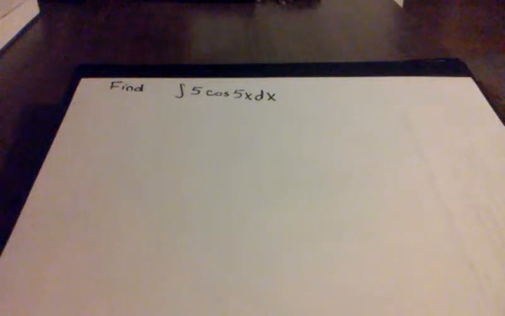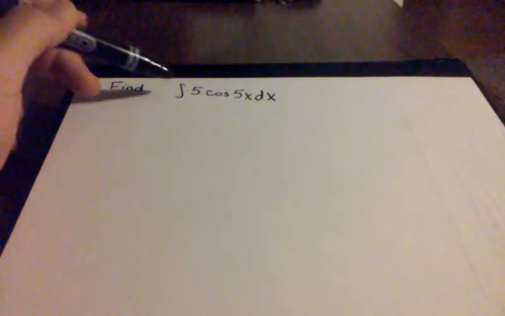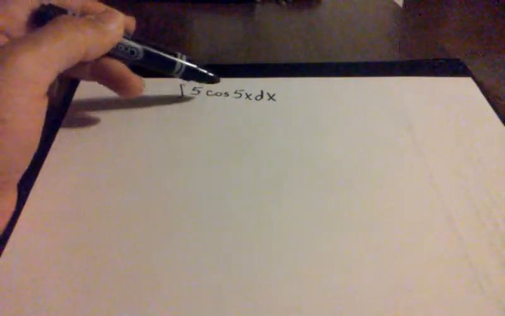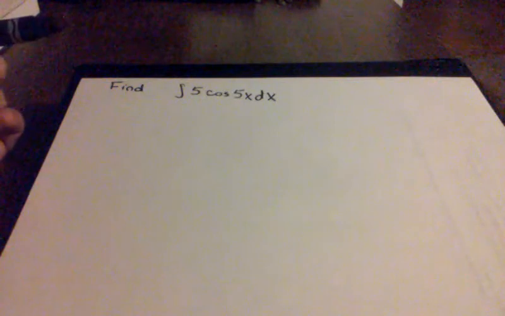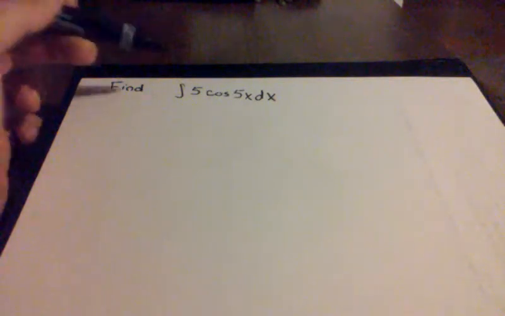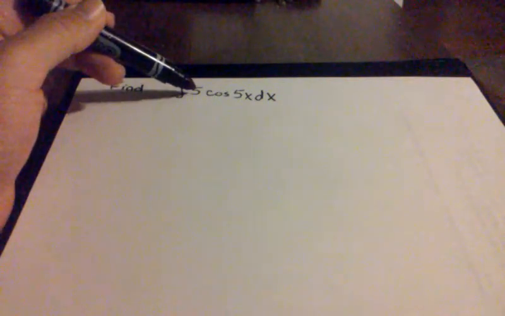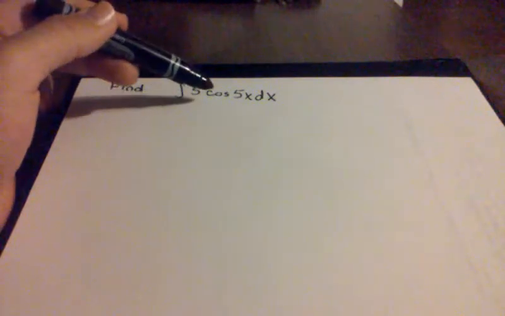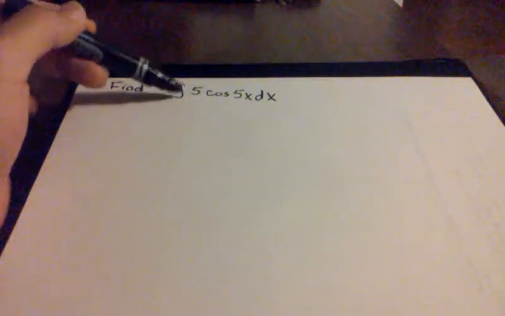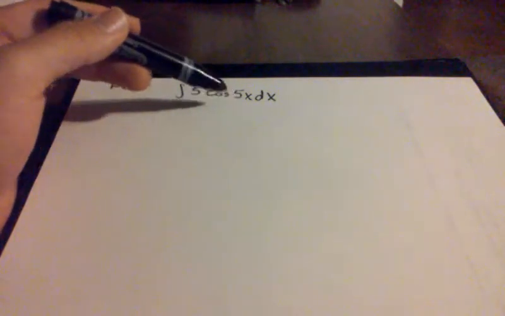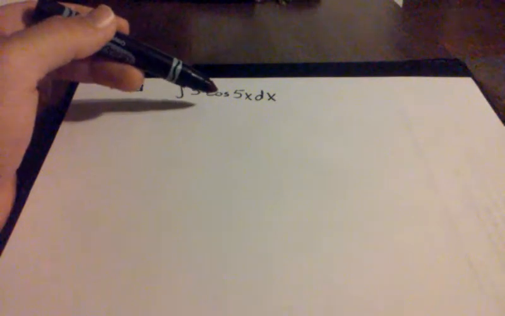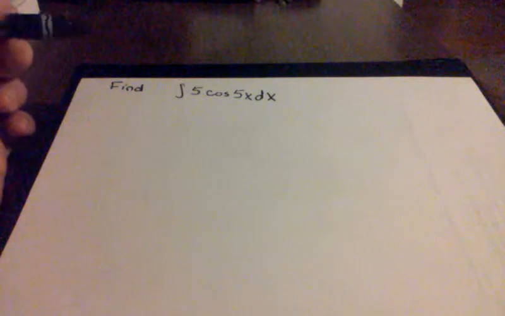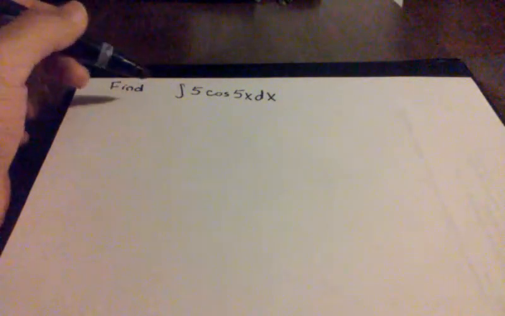All right, guys. For this problem, it wants you to find the indefinite integral, again, because there's no limits, of 5 cosine of 5x dx. Unfortunately, again, I noticed that I could use the constant rule and pull out this 5. Unfortunately, I don't know what the integral of cosine of 5x would be. I know what the integral of cosine of x would be, but I don't know what the integral of cosine of 5x is. So there is no rule that I can use to take this integral easily.